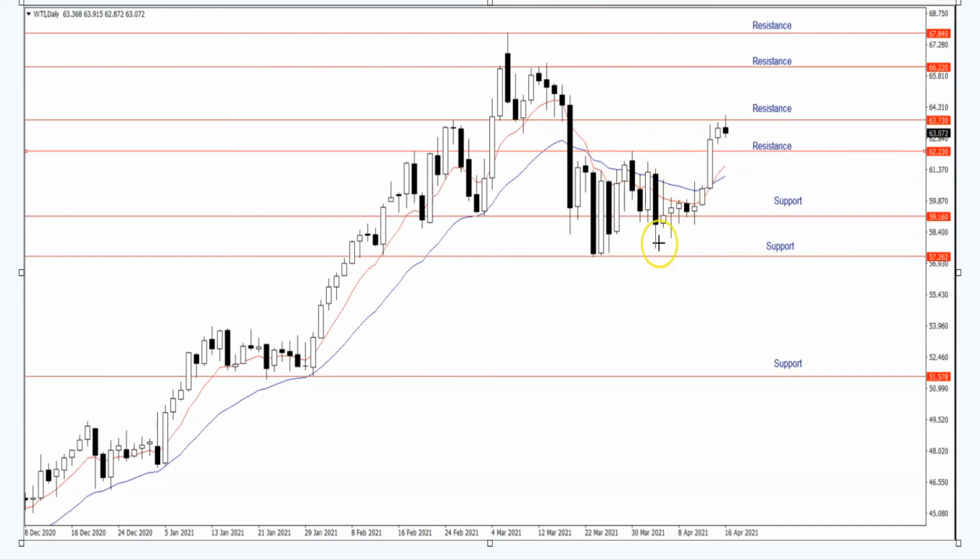But moving forward, this inside bar structure here remains intact, where we have the mother bar and multiple inside bars.